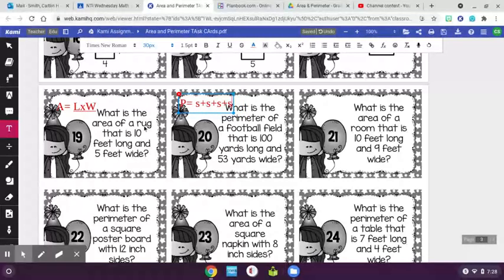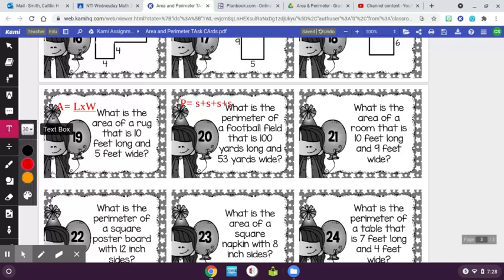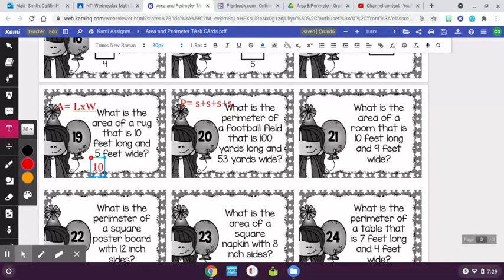So it asks us, what is the area of a rug that is 10 feet long and 5 feet wide? Well, long is the length, and 5 feet wide is the width. So all I have to do here is multiply 10 and 5. Well, we know our 10s. We know that 10 times 5 is going to equal 50, and it's square units.